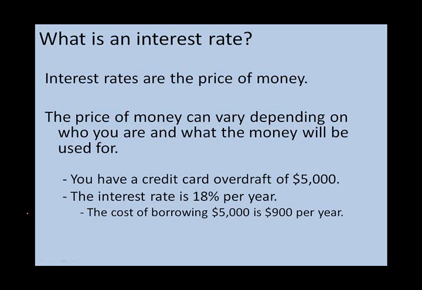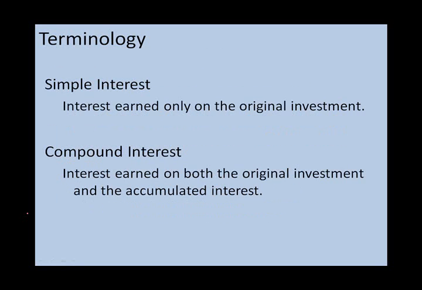Now we're going to start looking at compounding. There are two terms commonly used in finance with regard to interest payments. You can have simple interest, which is interest earned only on the original investment, and you can have compound interest. And with compound interest, you get the interest earned on the original investment, but also on any accumulated interest. So compound interest is actually what you would call interest on interest. Now let's see some examples.